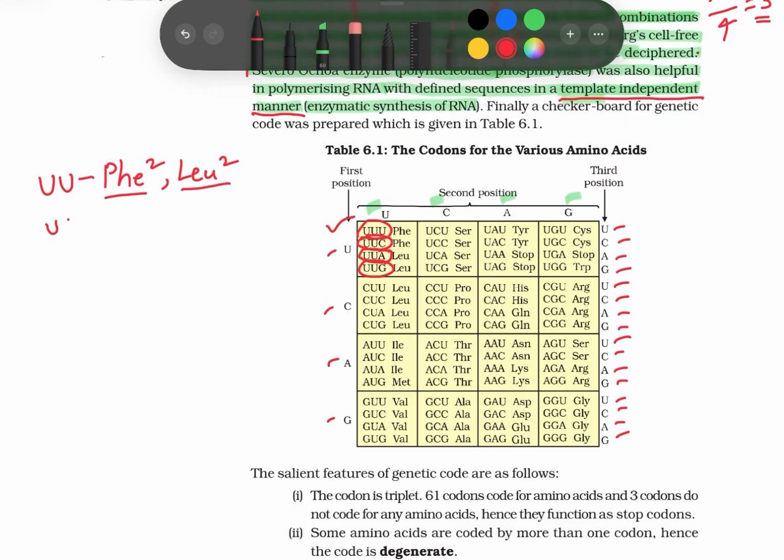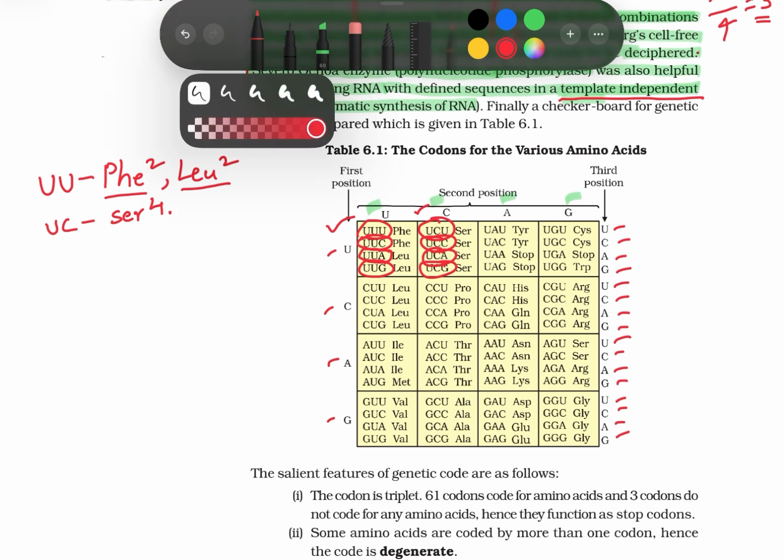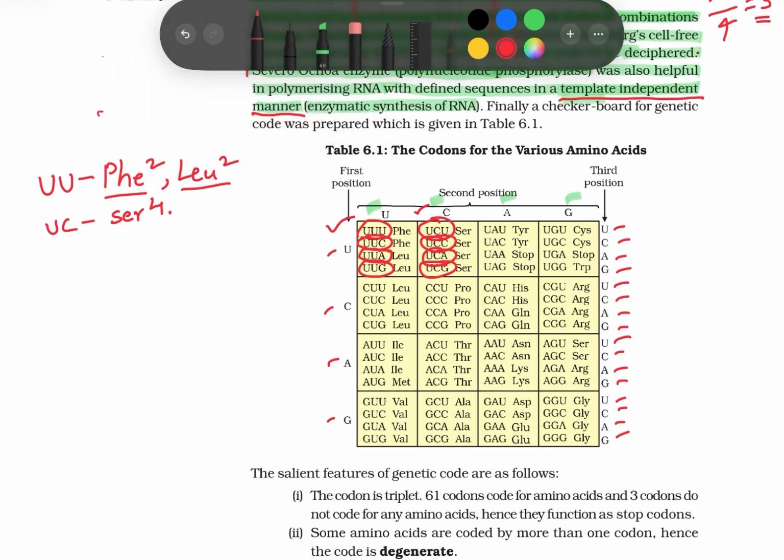The sequence is UC. All codons with UC sequence are coding for serine only. UCU, UCC, UCA, UCG. So Ser4. Second box done. Third box, let us see the third box, UA series. UA. First two, Tyr square, tyrosine square. Tyr means tyrosine. What are those first two? UAU, UAC, tyrosine.